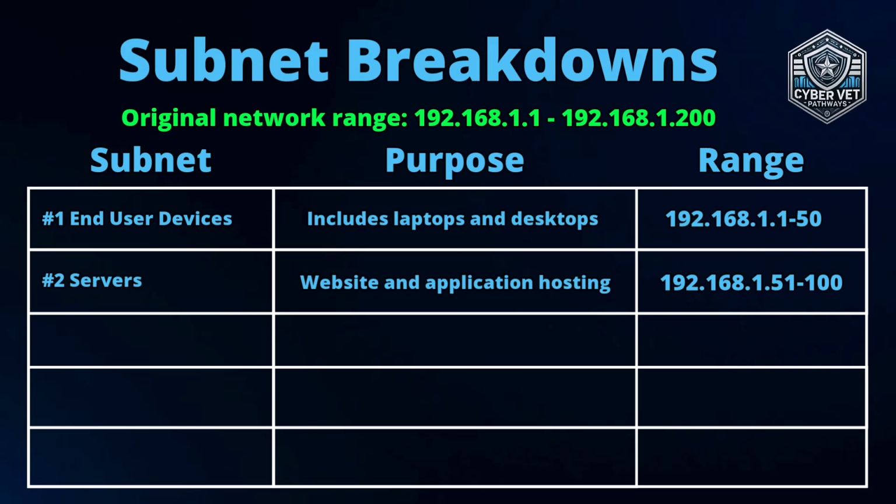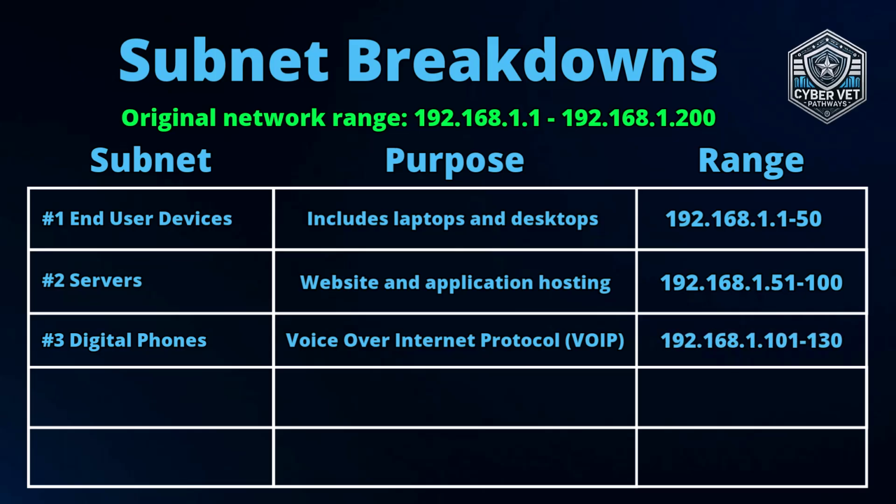For the third subnet, we're going to have company phones. They may use a voice over IP. This IP range is going to be 192.168.1.101 all the way to 192.168.1.130. And the intent of this subnet is actually super important. This is going to isolate these devices to ensure clear and uninterrupted voice communication, because voice communication is definitely a little bit more sensitive, and we want to ensure that it's by itself and again has its own room or its own subnetwork.